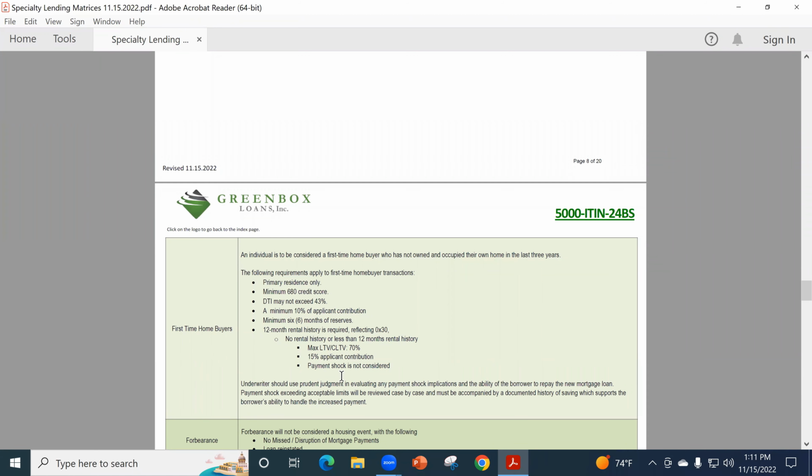So on all ITIN programs, are reserves required? Correct. Okay. Unless technically you're doing a cash out, that you use the cash out towards the reserves.